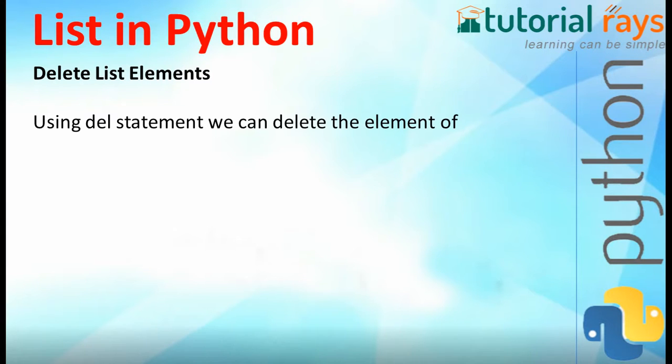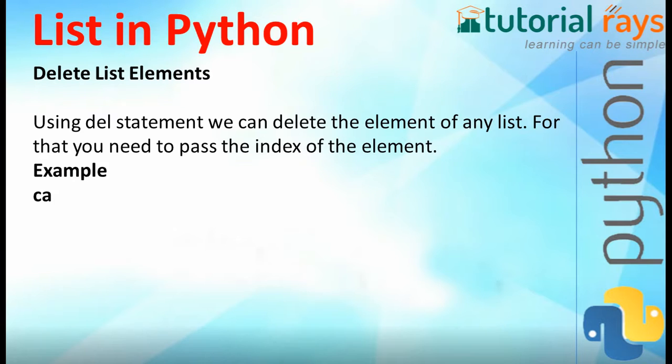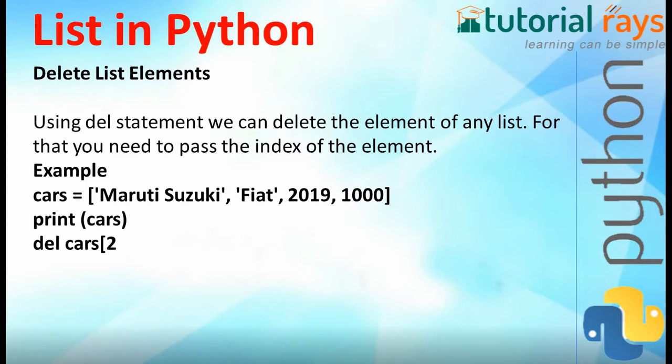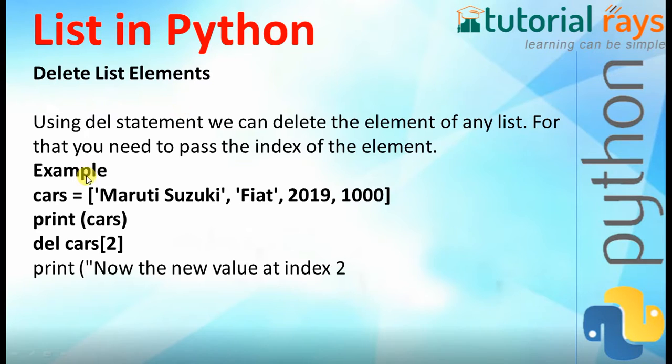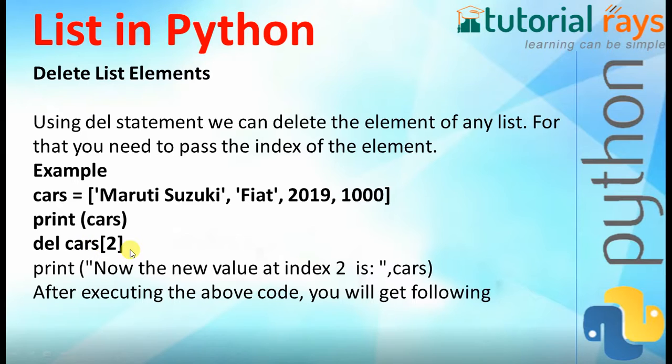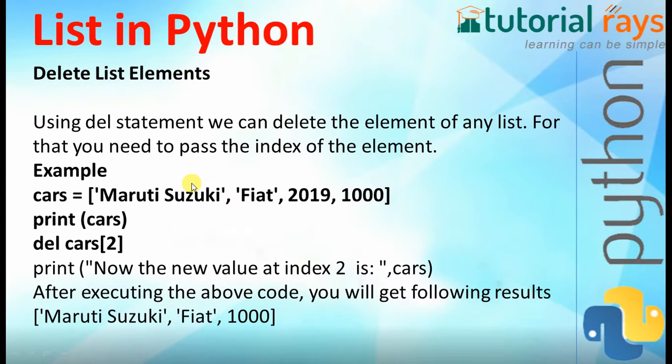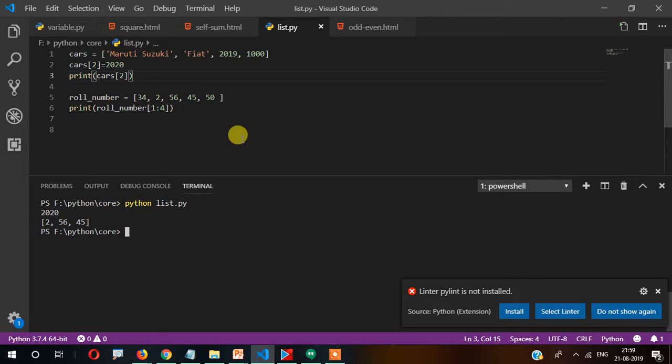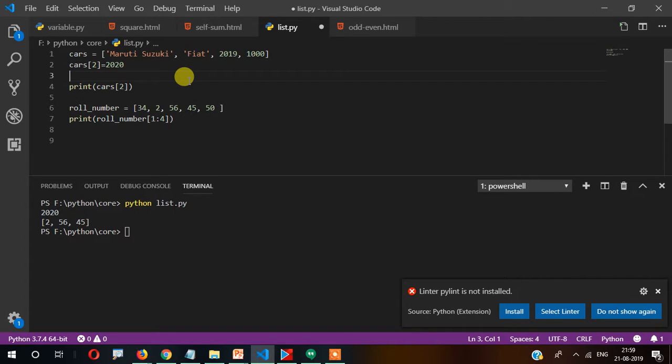And then let's now check how to delete elements of a list in Python. Using the del statement, we can delete the element of any list. For that, you need to pass the index of the element. For example, here you can see cars, Maruti Suzuki. So if you want to delete cars[2], in that case 2019 will be deleted. So let's try this. Here what I'll do, simply write here del and then cars[2].